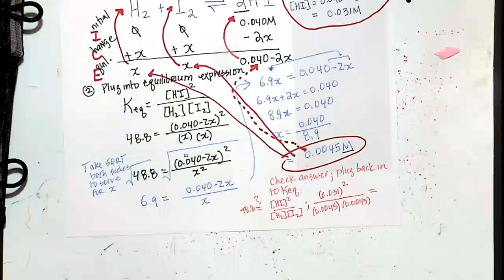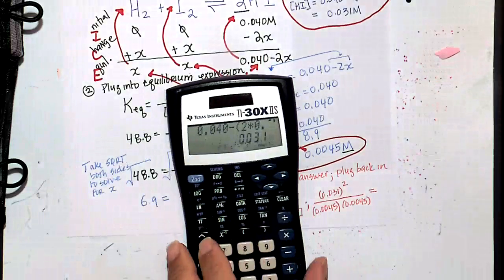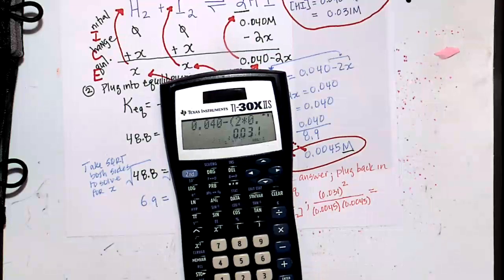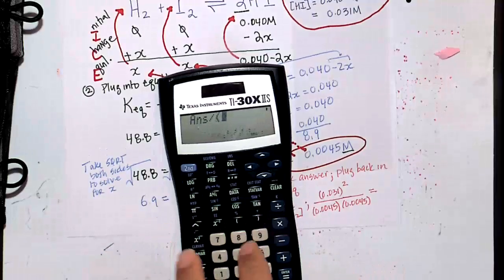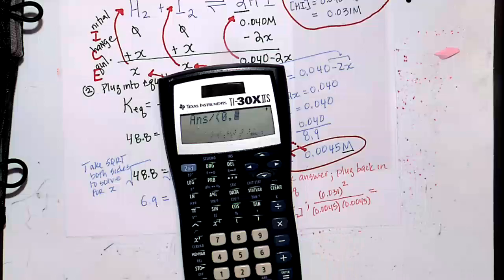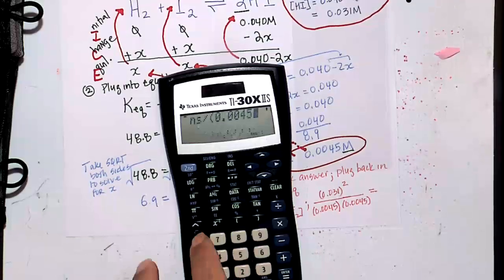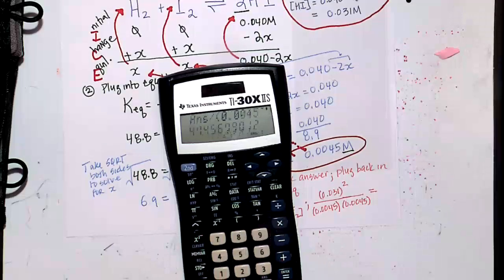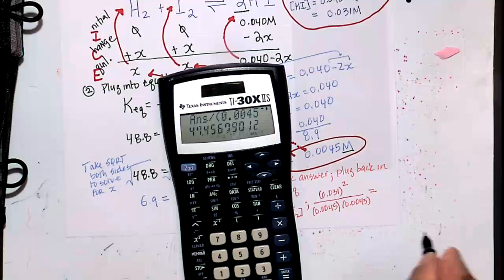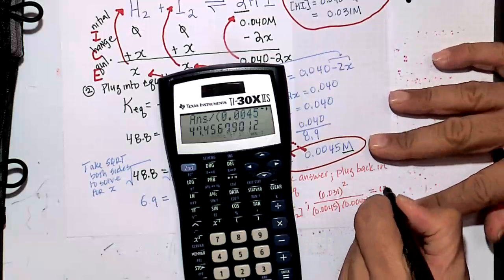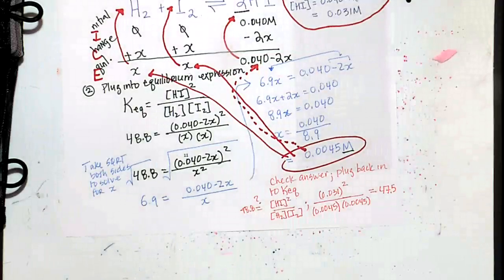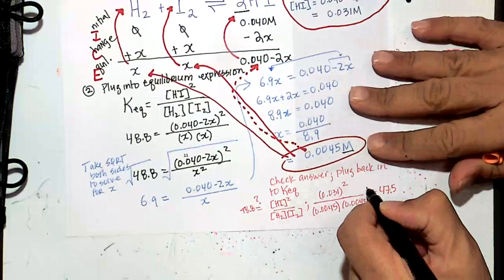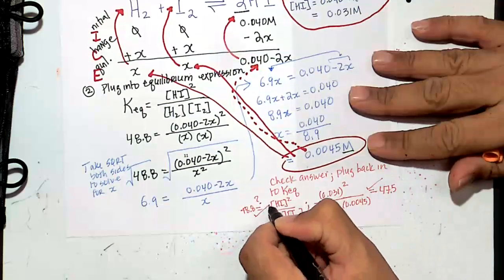And what is the answer when we get that? We plug it in. 0.031 squared divided by 0.0045 times 0.0045. 47.5. I think that's close enough, with all the rounding and stuff. So I think that's good enough.